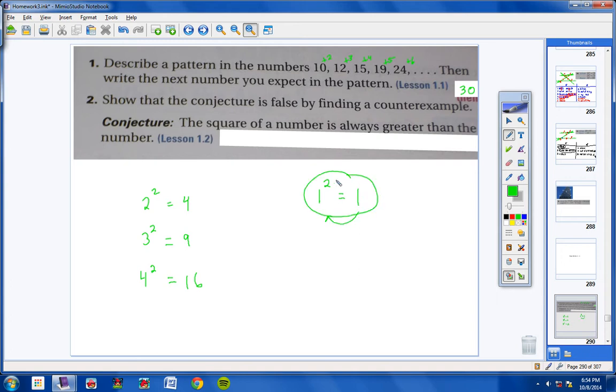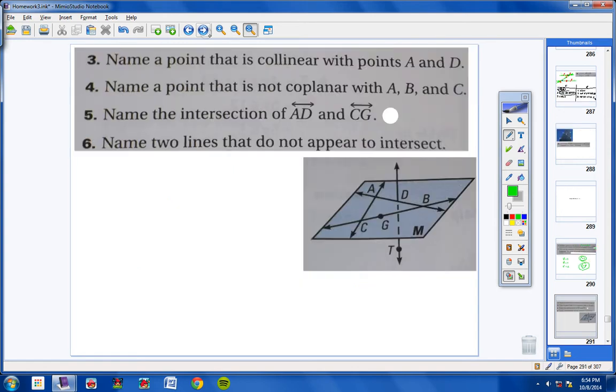There's one counterexample. How about this? 0 squared is 0, and 0 is not greater than 0. So there's a couple counterexamples right there. Okay? The square of a number is not always greater than the number. All right, moving on. Name a point, number 3, that is collinear with points A and D.